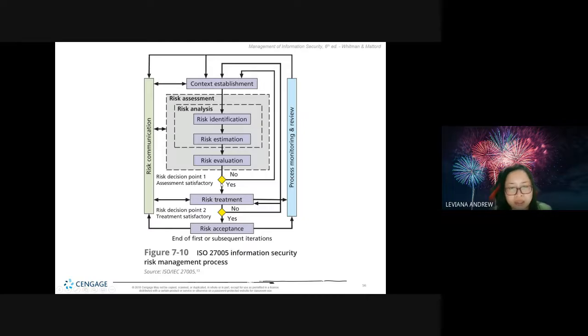If the risk decision point is satisfactory, the treatment is satisfactory, and then there will be residual risk. Therefore, the organization can opt for risk acceptance. Dan sama juga lah risk communication and process monitoring and review.